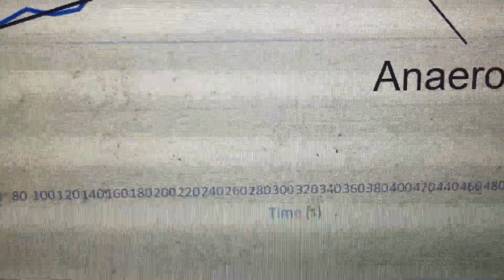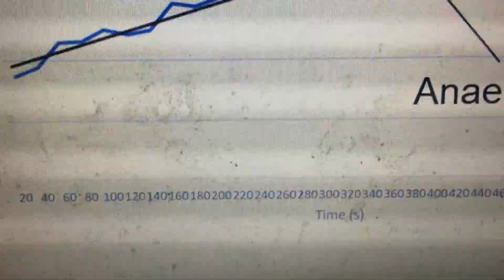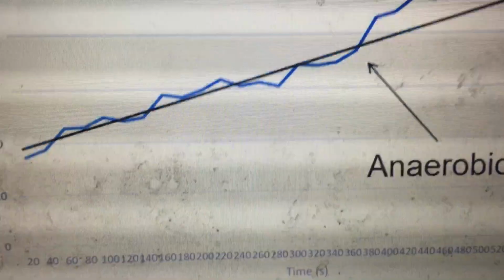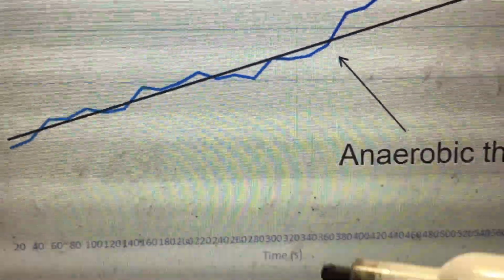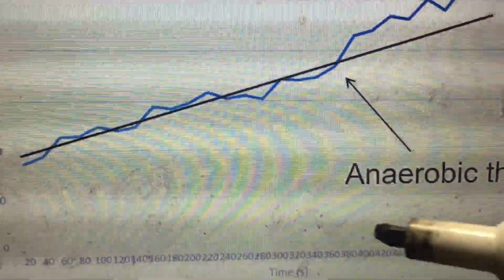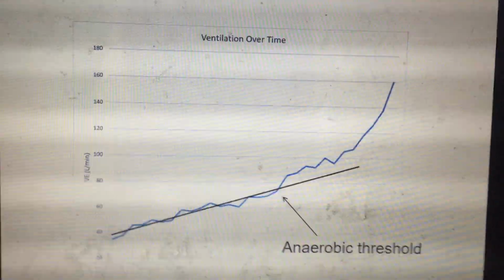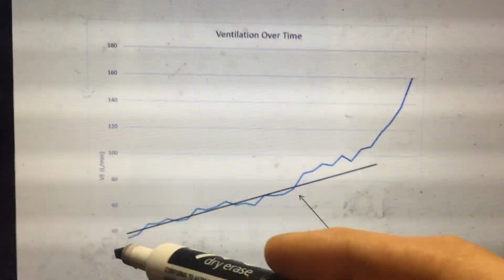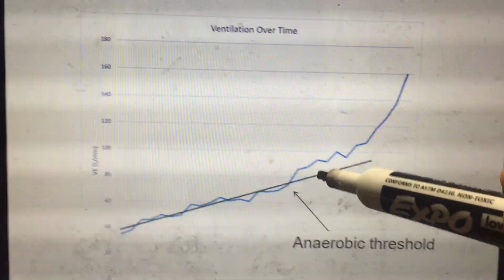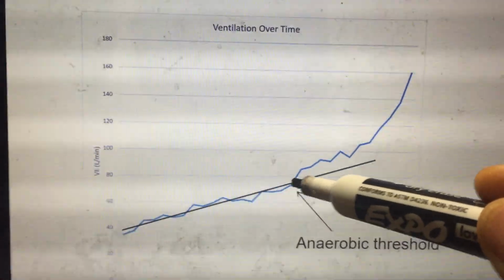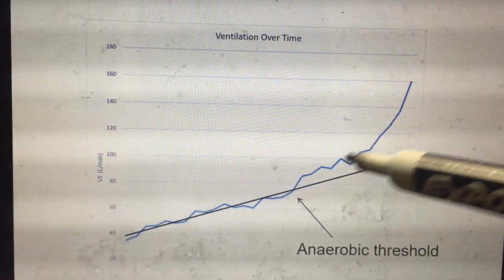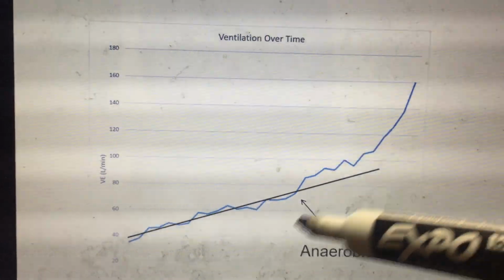So again, I have ventilation on the y-axis, and then on the x-axis, I simply have time during the test, and those would correspond to the seconds during the test. So keep in mind, during this test, a person is pedaling on the bike, and as time progresses, the workload on the bike becomes more and more difficult. So your ventilation, again, starts off to increase in a linear fashion with time, and then once you hit that anaerobic threshold, it starts to take off pretty much in a non-linear fashion.